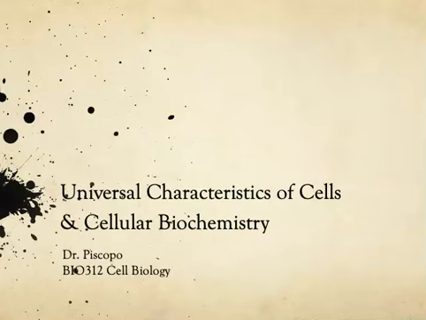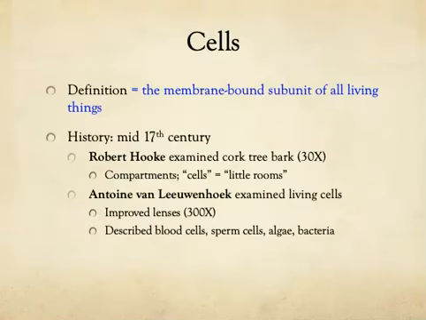Today we're going to be talking about universal characteristics of cells and cellular biochemistry. We can define a cell as being the membrane-bound subunit of all living things. So if an organism is alive, and if it's living on our planet, it is composed of one or more of these subunits called cells.